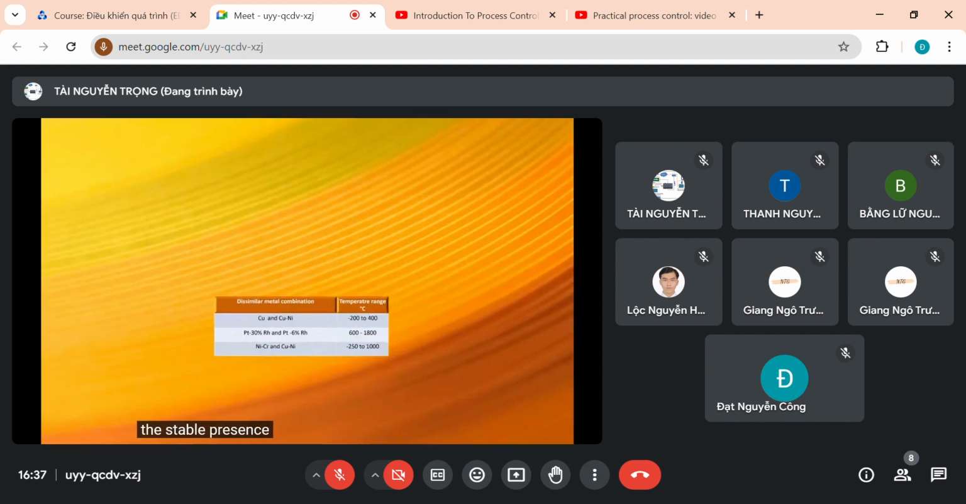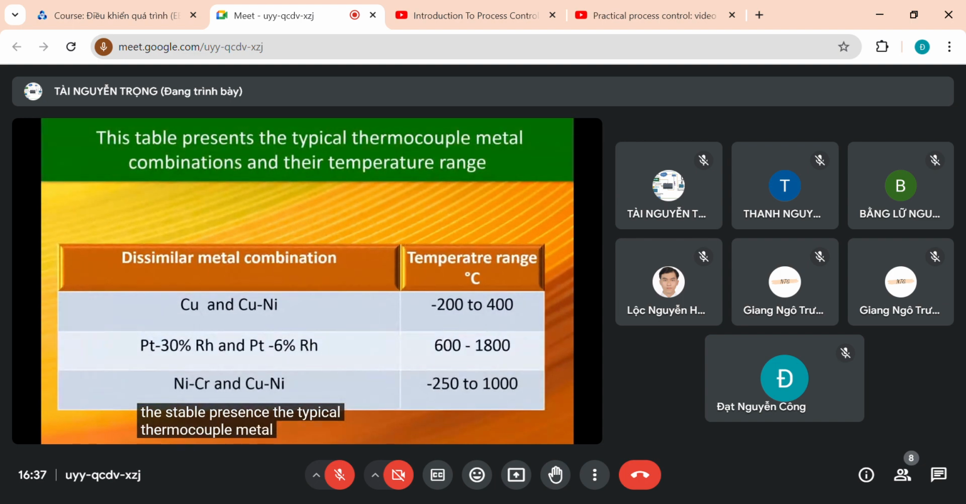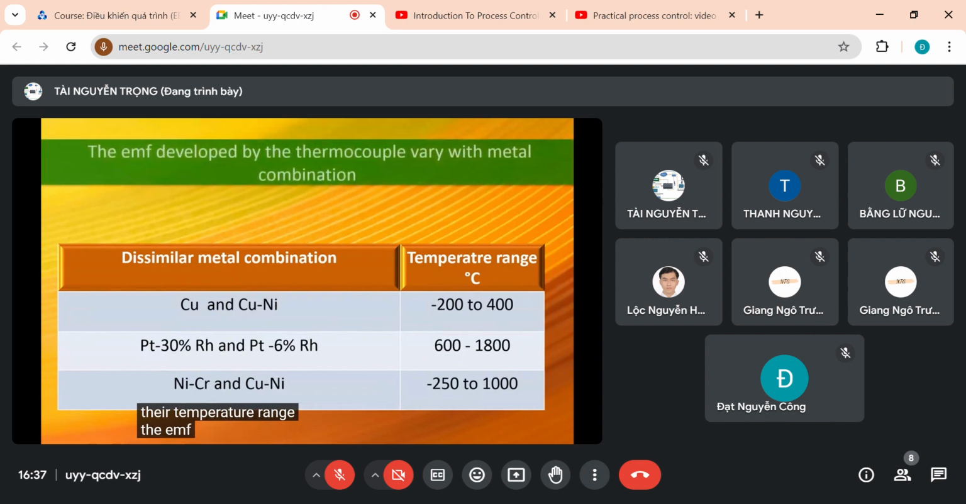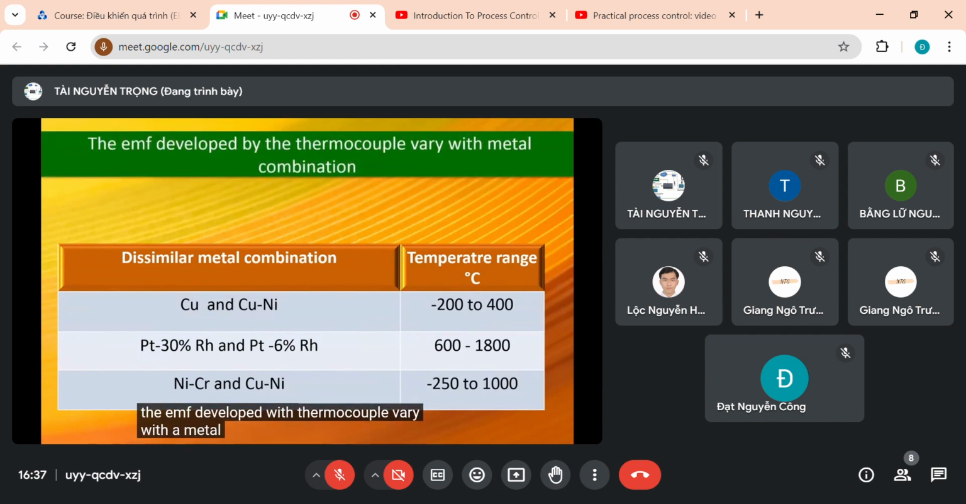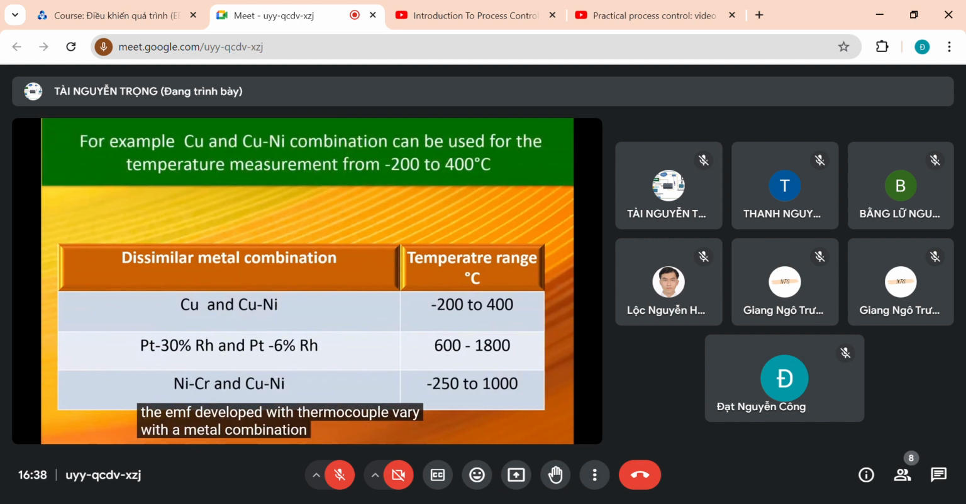This table presents the typical thermocouple metal combinations and their temperature range. The EMF developed with the thermocouple varies with the metal combination. For example, the copper and copper-nickel combination can be used for temperature measurement from minus 200 to 400 degrees centigrade.